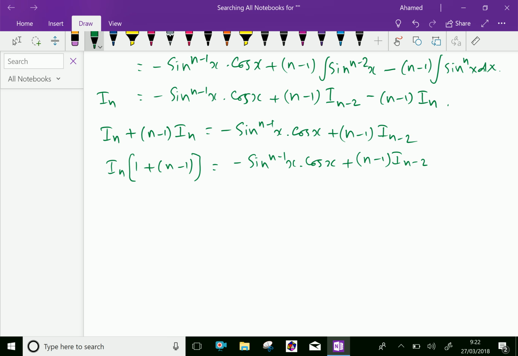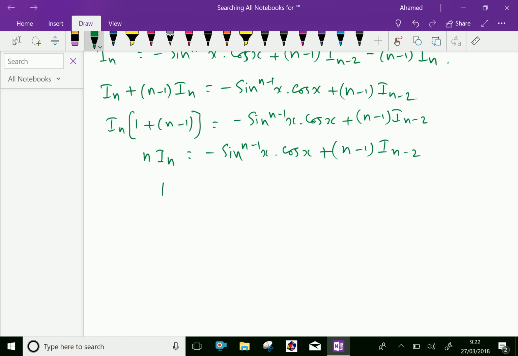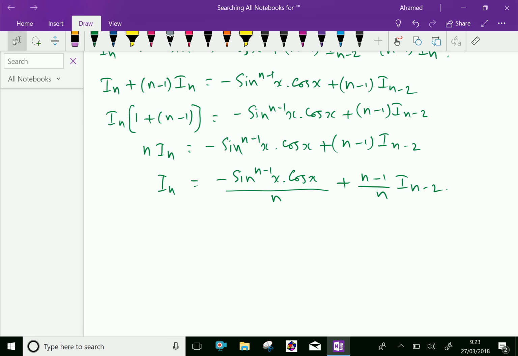Here 1 plus (n-1) equal to n only, therefore n into I_n equal minus sin^(n-1) x into cos x plus (n-1) into I_(n-2). Therefore divide throughout by n, we'll get I_n equal minus sin^(n-1) x cos x over n plus (n-1) over n into I_(n-2). This is the reduction formula for I_n, meaning sin^n x.